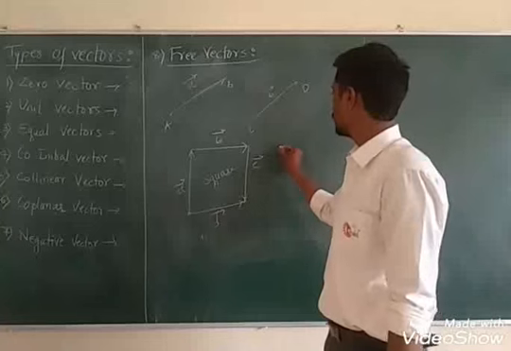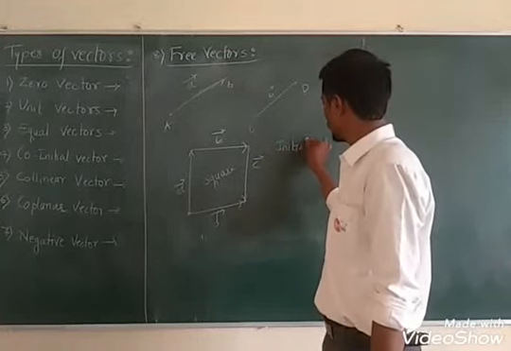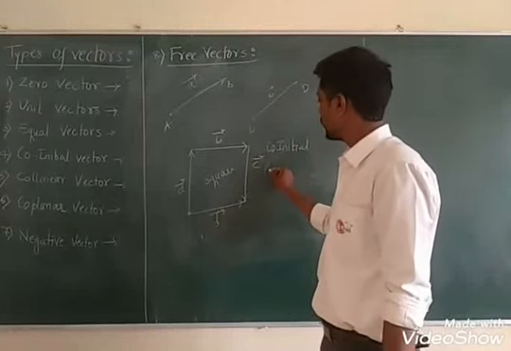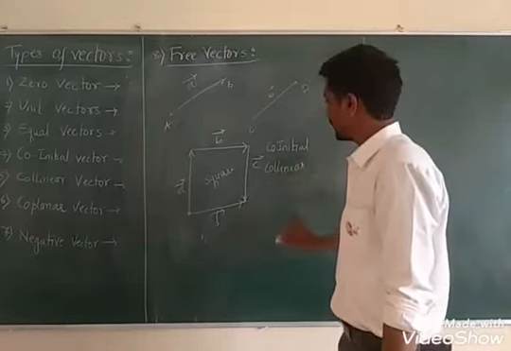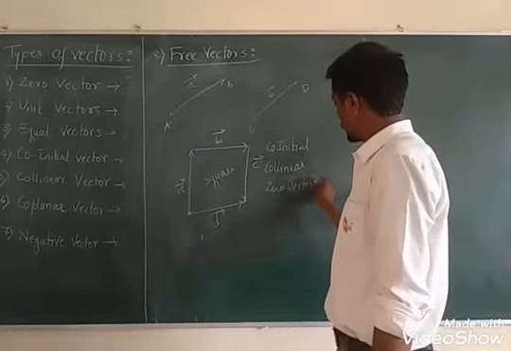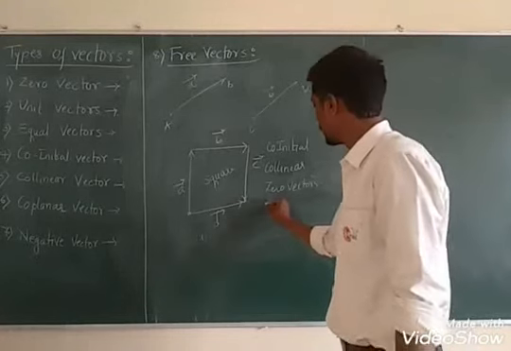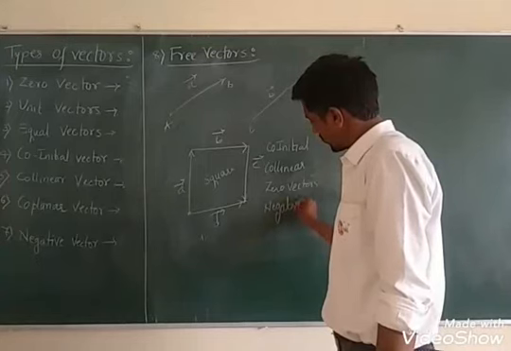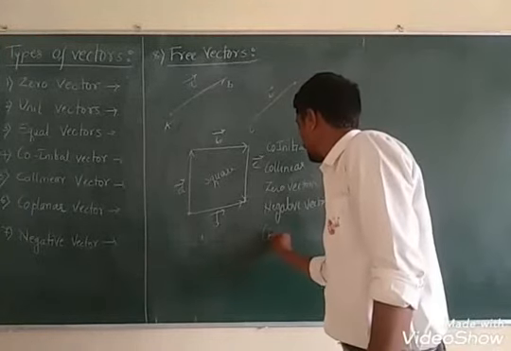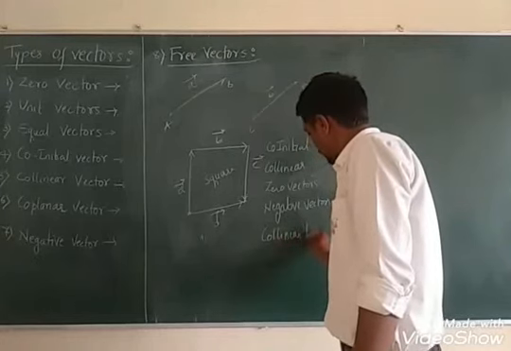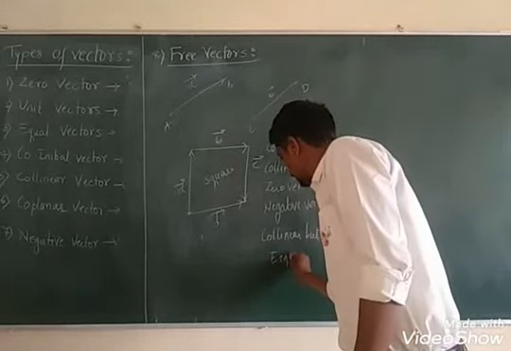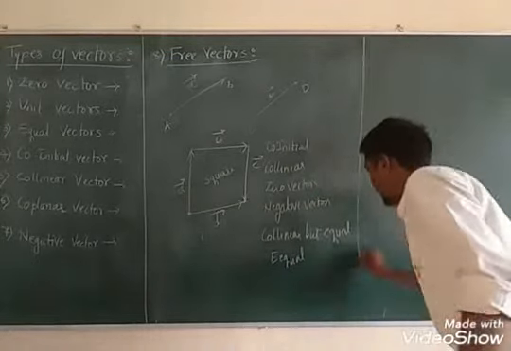They are asked to find out the co-initial vectors, collinear vectors, zero vectors, negative vectors, collinear but not equal vectors, and equal vectors. Okay, so this is what the example is.